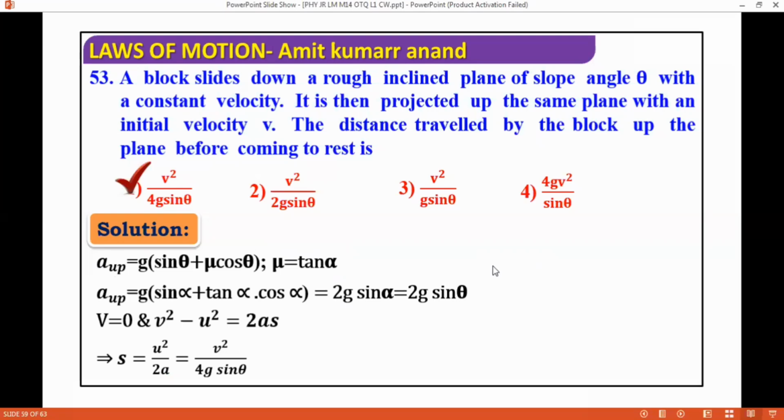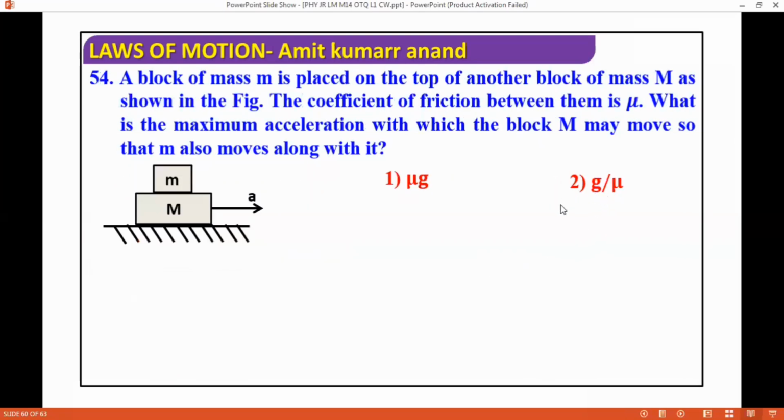Next question. We are showing you a block of mass m placed on this mass, which is capital M, and the coefficient of friction between them is mu. What is the maximum acceleration with which the block m may move so that it moves along with M? Of course, it is asking so that it will move along. So basically, what's happening?